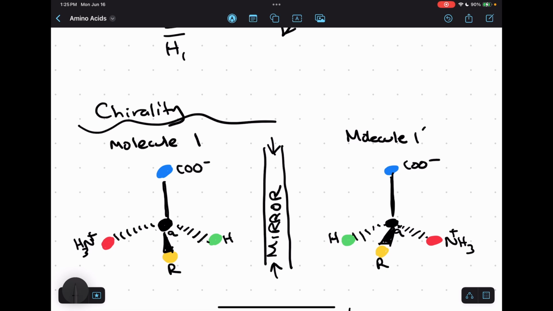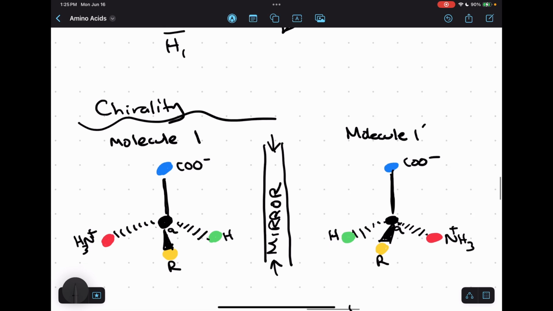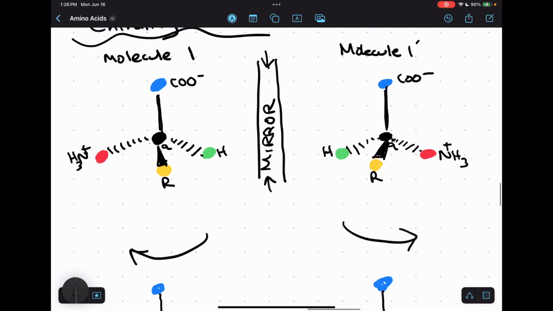So just to recap, in molecule 1, we have the R group facing towards us, or outside, we can say in front of the plane of the paper. And then the dashed wedges are behind the plane of the paper, or facing away from us. So with that set up, we can see that even if we take the mirror image, we can't actually superimpose it on molecule 1. And that becomes clearer if, let's say, we rotate molecule 1 this way and we rotate molecule 1 prime this way.